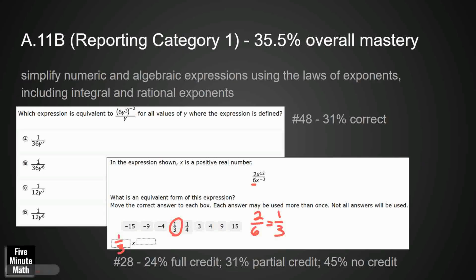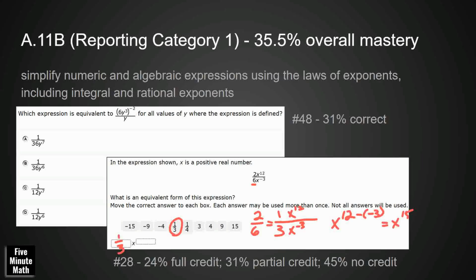Now we have to do something with our x to the 12th over x to the negative third. There are two ways that we can attack this. One, we could keep it to one step and do the quotient of powers. When you're dividing one base by a similar base, you subtract the exponents, so it could end up being x to the 12 minus negative 3. Minus negative 3 becomes plus 3, so that equals x to the 15th.